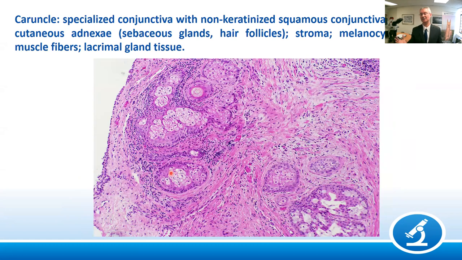Okay, there's a specialized component of conjunctiva called the caruncle. And this is a hybrid conjunctiva skin type tissue, because on the surface it has conjunctival epithelium, but then in the stroma it has adnexal elements, including sebaceous glands, hair follicles, stroma, melanocytes, striated muscle, and even some lacrimal gland tissue.